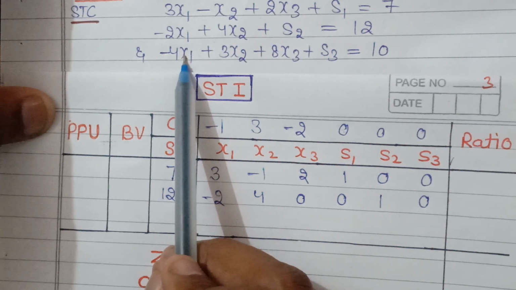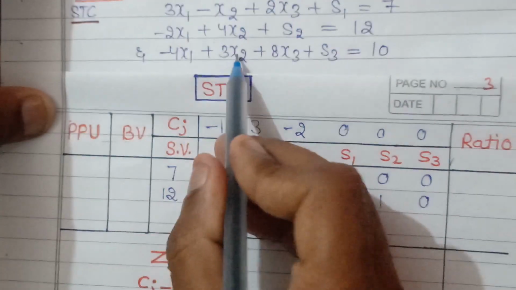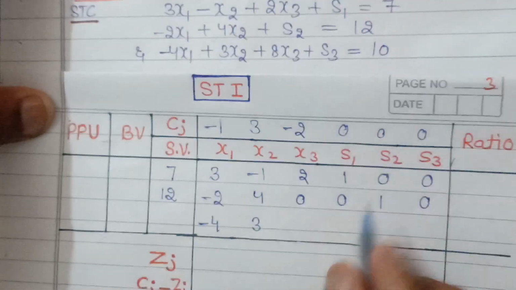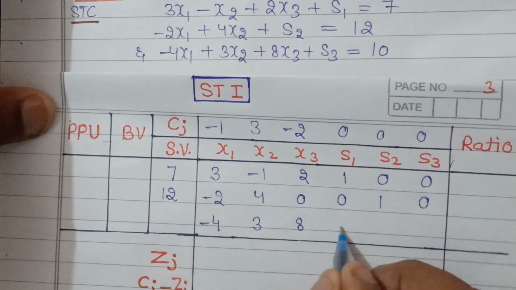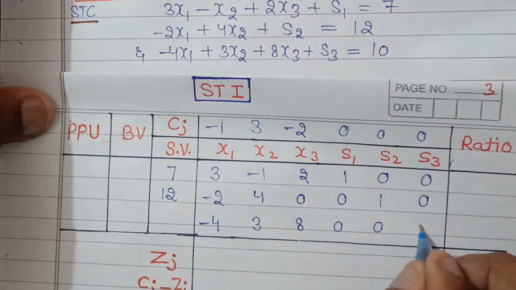Similarly, let us move to the third constraint equation. Here the coefficient of x1 is minus 4, so let us write here minus 4. Then for x2 let us write here 3. Then for x3, 8. There is no s1, no s2, but there is s3, so the coefficient of s3 is 1.